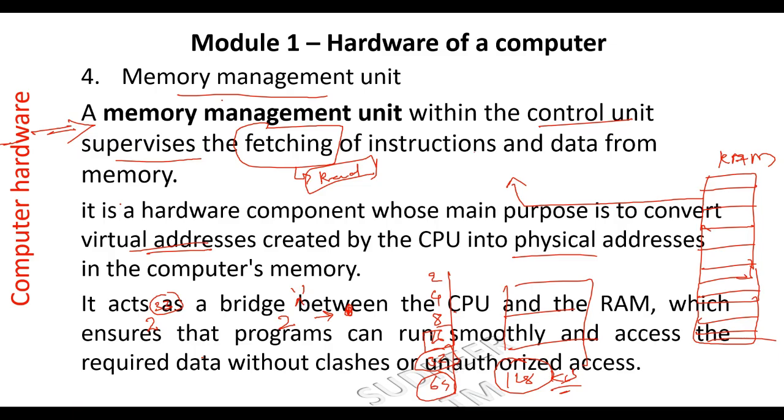It acts as a bridge, an interface, between the CPU and the RAM. We cannot connect the memory unit directly to the CPU. Before that, there will be a unit, and that unit is our memory management unit. It handles the handshaking of signals between the CPU and the memory. Every transaction between the CPU and the memory takes place through the memory management unit.